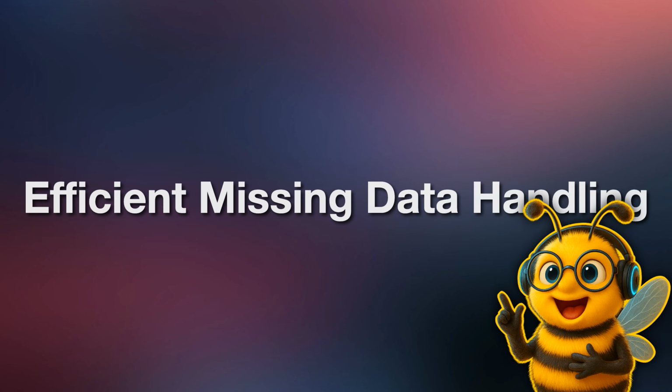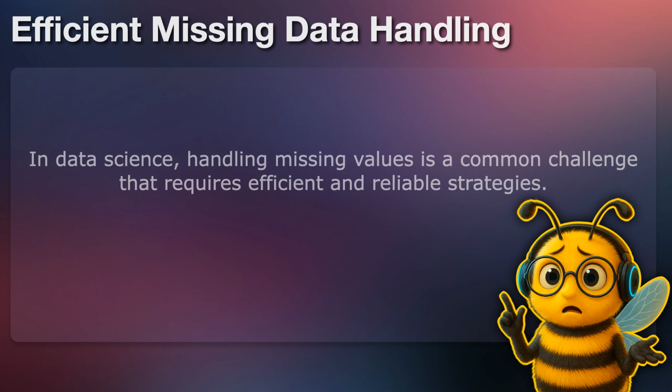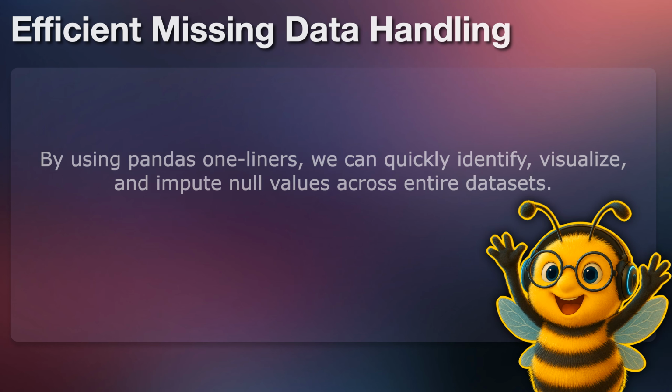Missing data is a common issue in data science, and Python offers quick solutions for it. In data science, handling missing values is a common challenge that requires efficient and reliable strategies. By using Pandas one-liners, we can quickly identify, visualize, and impute null values across entire datasets.